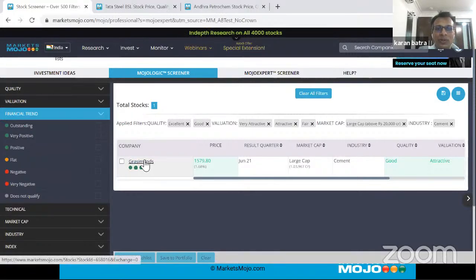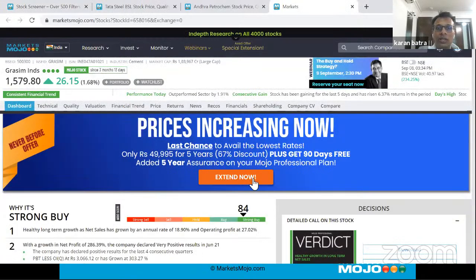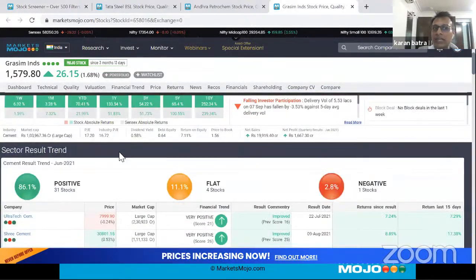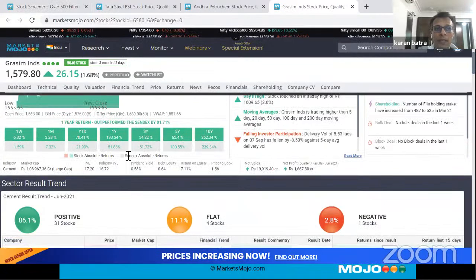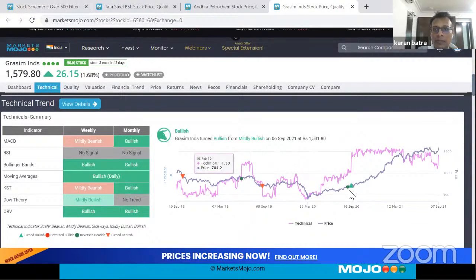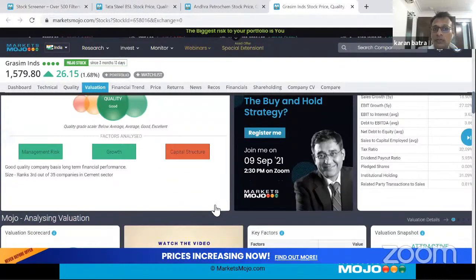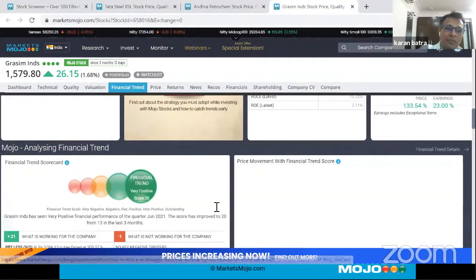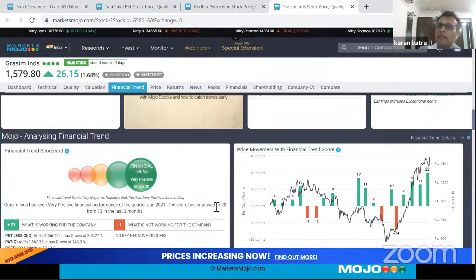Grasim has all 3 dots green. Grasim is also a Mojo stock with a score of 84. All 4 dots actually are green. It's done very well till now. YTD is up 70%, so the stock is absolutely bullish. It became bullish at 670 rupees. So with all 4 dots checked, Grasim looks a good bet. But you can use the screener to identify all these kinds of opportunities.